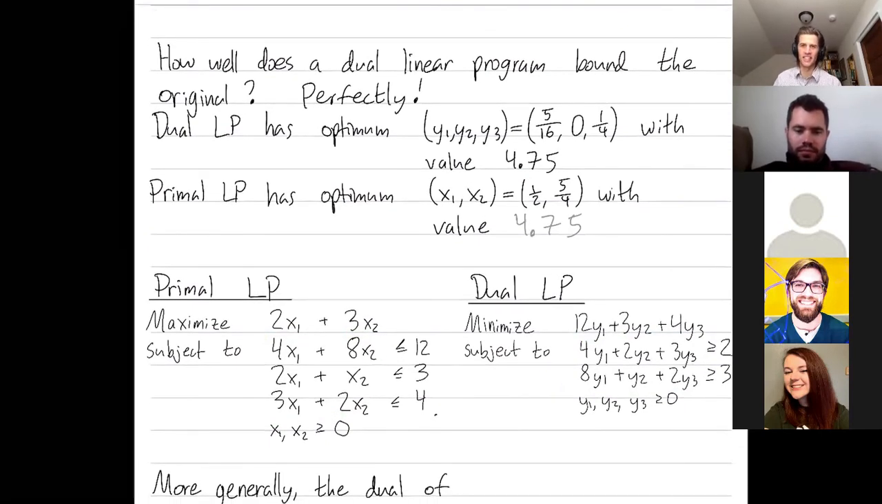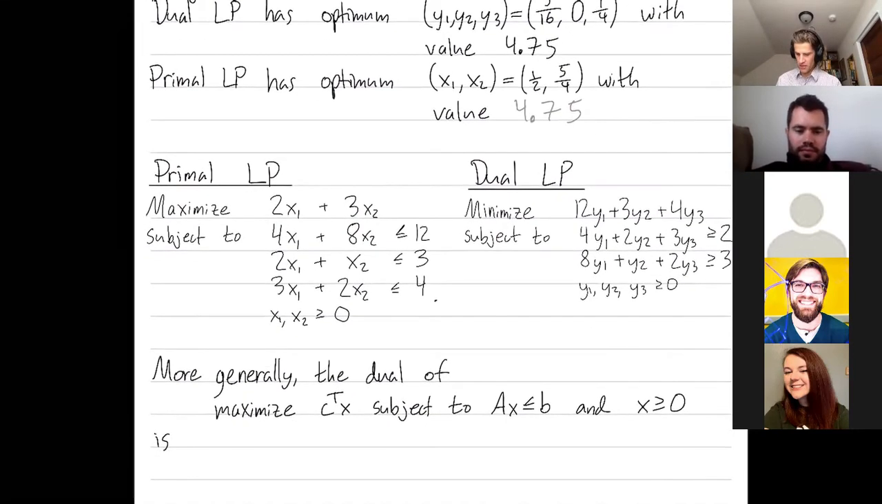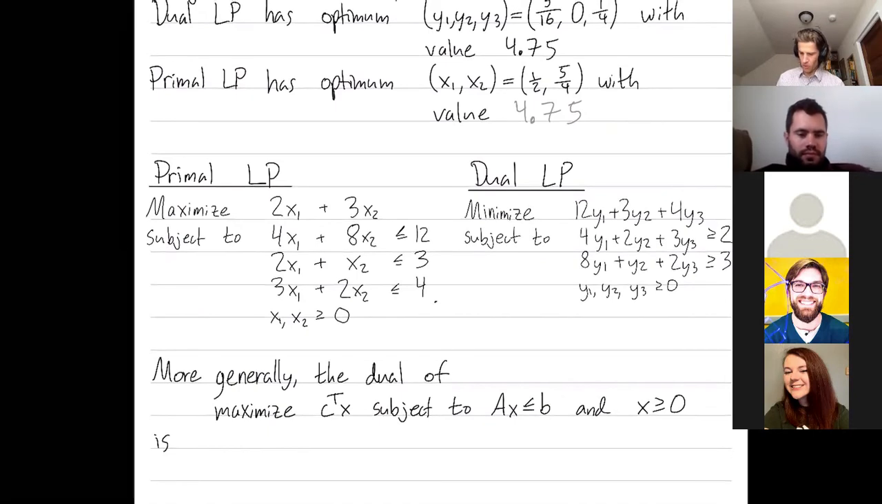So let me show you the notation for taking a dual of this type of problem a little bit more generally. So more generally, the dual of maximize C transpose X subject to AX is at most B and X is at least 0 is to minimize B transpose Y, where these are the coefficients. Subject to, what are my constraints? This matrix here is A transpose.